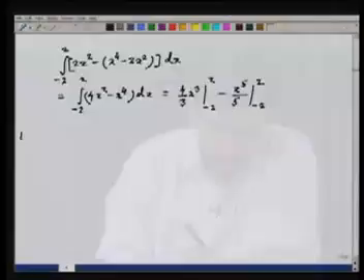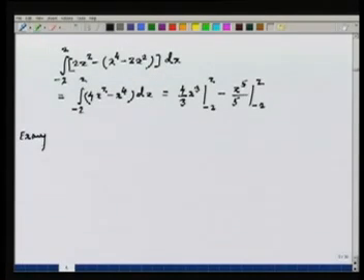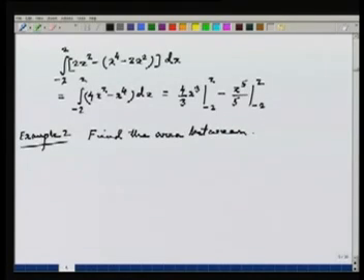Now let us go to another example. This is slightly different from the previous one. So this is example 2. The problem is to find the area between the curves x equals 3y minus y square and x plus y equals 3.